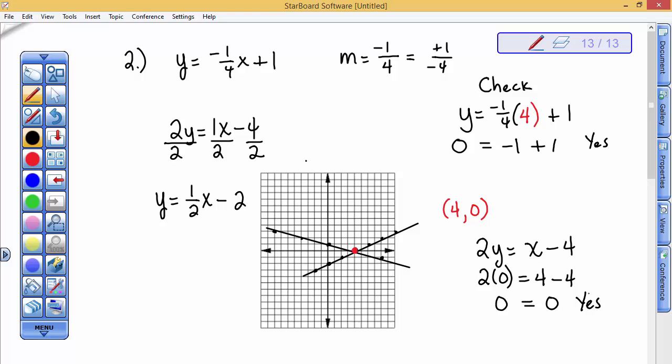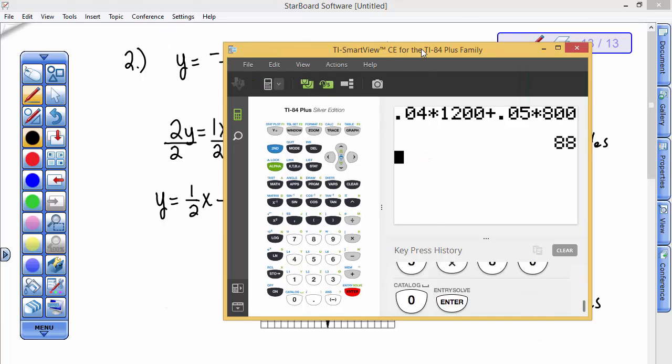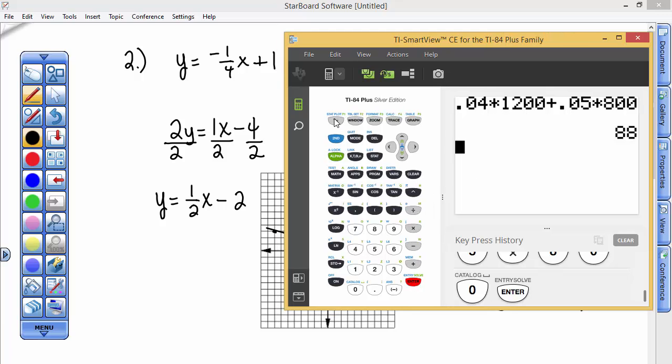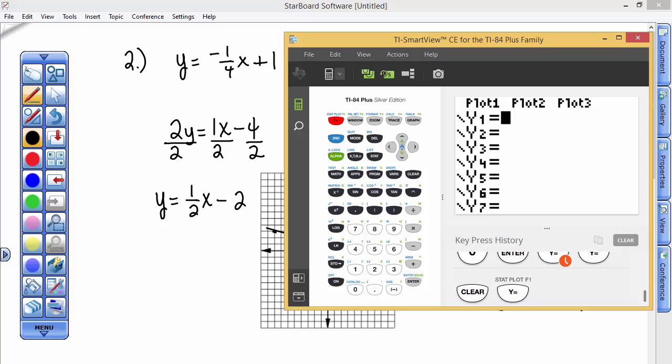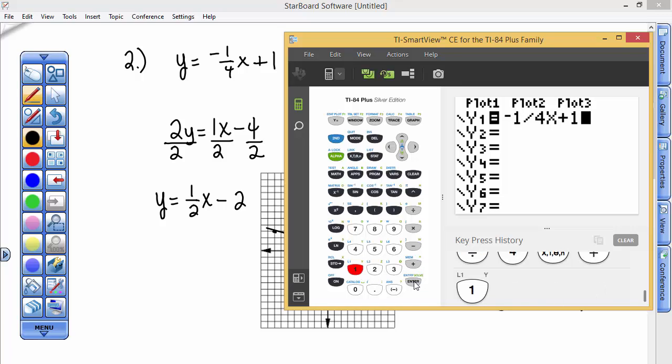Finally, let's do this on our graphing calculator. So I want to move the calculator over a little bit. So I have to hit my y equals key. My calculator is stalled here. Okay, I got my calculator to work. So I'm putting in a -1/4, then x plus 1. And then the other equation in slope-intercept form, because remember this reads y equals, not 2y equals.